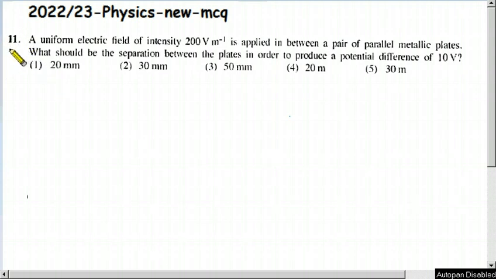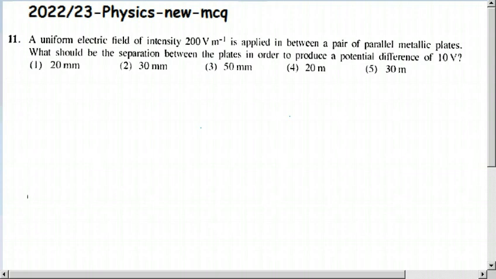Children, today I am going to discuss question number 11 from the MCQ part of the 2022-23 Physics New Syllabus paper. A uniform electric field of intensity 200 volt per meter is applied in between a pair of parallel metallic plates. What should be the separation between the plates in order to produce a potential difference of 10 volt? The options are 20 millimeter, 30 millimeter, 50 millimeter, 20 meter, 30 meter.